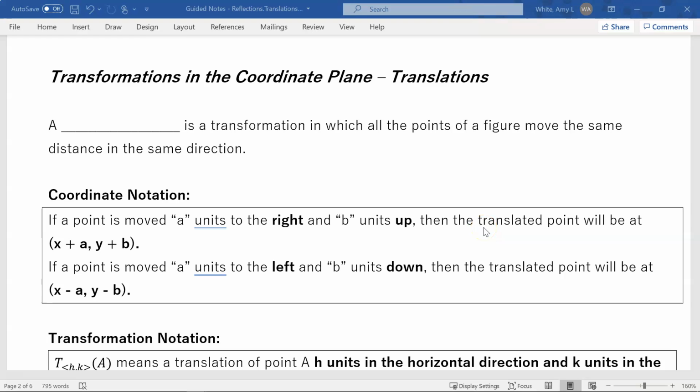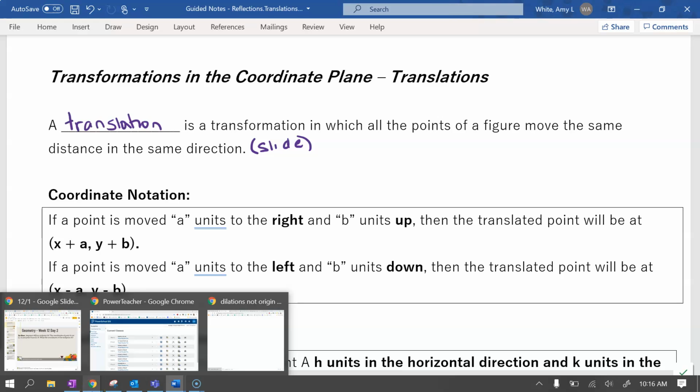Hi everyone. In this video, we're going to talk about translations. So a translation is a transformation in which all of the points of a figure move the same distance in the same direction. You might have learned this in middle school as a slide. So we're just pushing our shape around our coordinate plane.